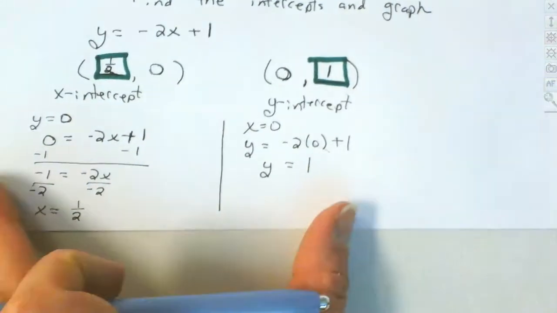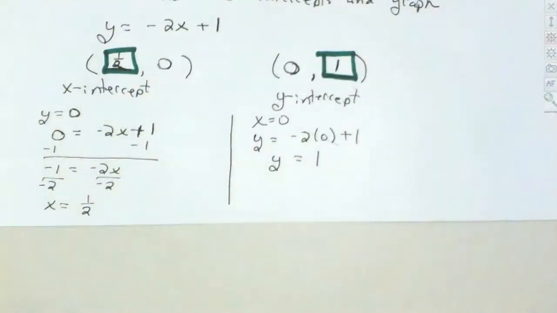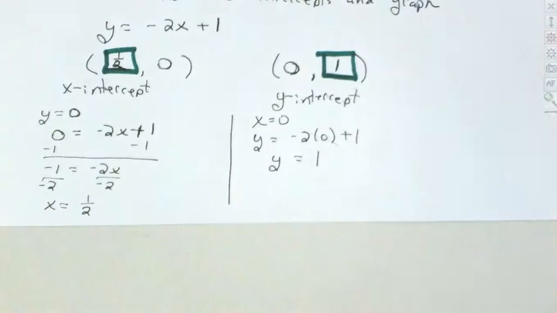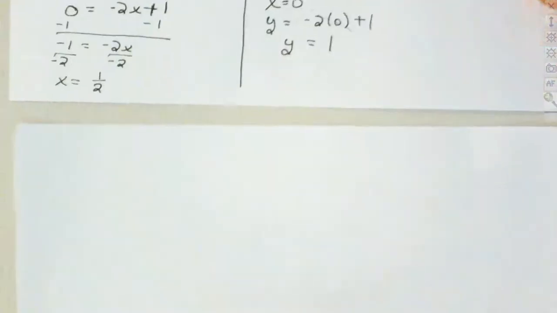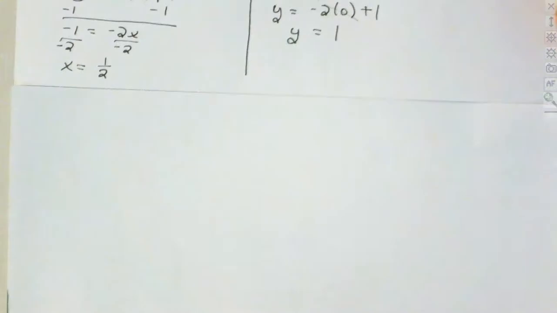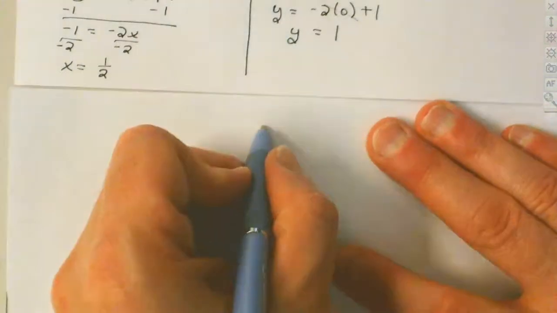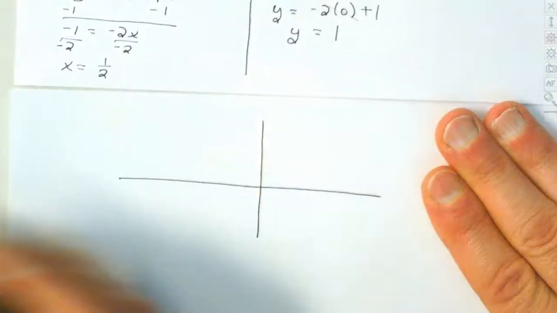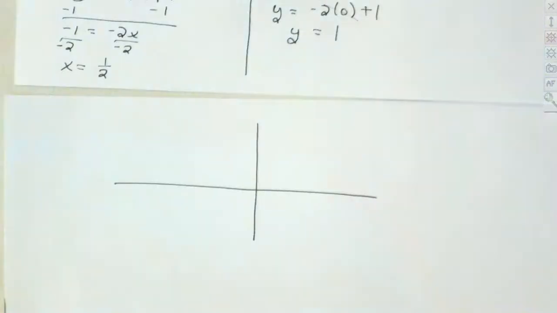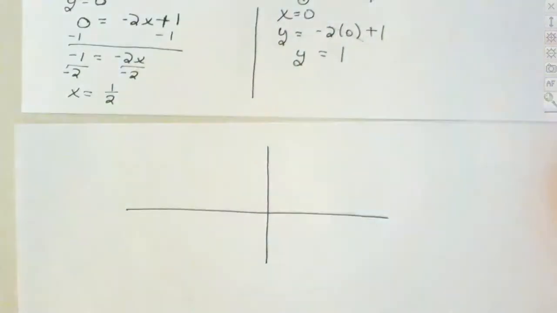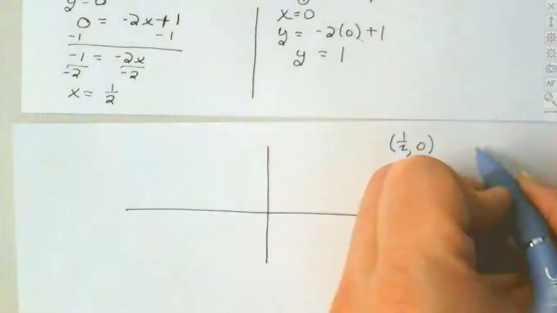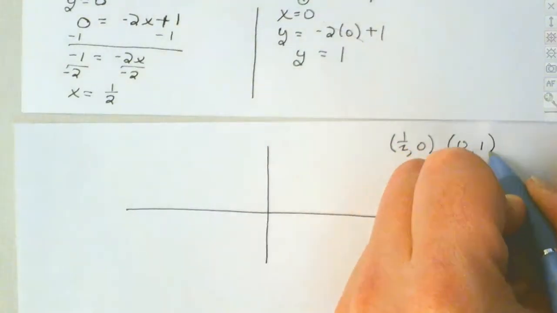Now, do we have two different points now? Yes. When we have our two different points, we can plot them and we can connect them together. In the next section, we'll learn how to graph these without having to make a table and use ordered pairs. But right now, we're just learning how to plot these points and connect them together. So I've got minus 1/2, comma 0, and I've got 0, comma 1. They're separate.